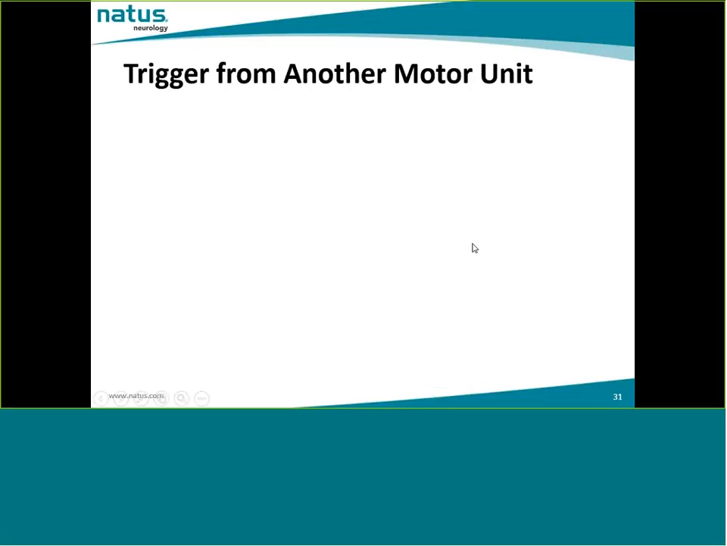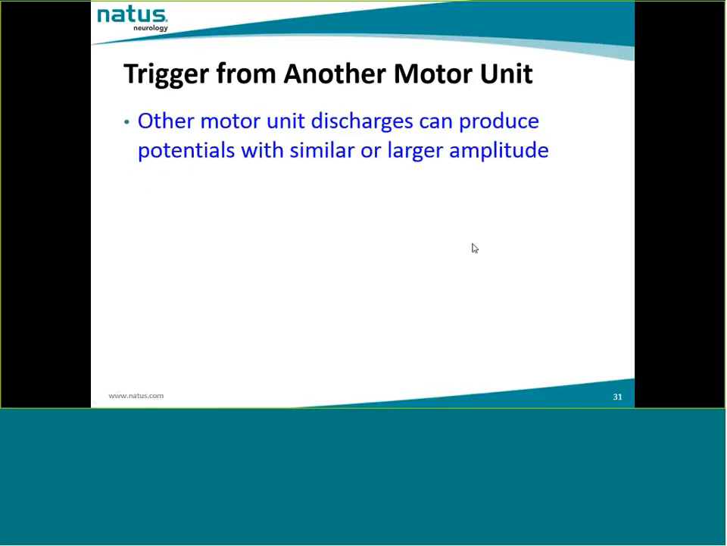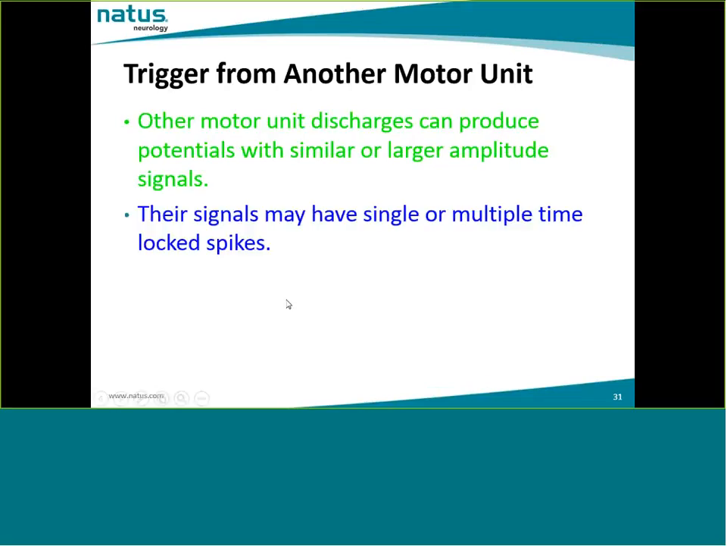Now sometimes we will get interference from other motor units. We like to trigger on a single motor unit, but if there is another motor unit which produces signals that also trigger the sweep, perhaps they have similar or higher amplitude, we will get discharges of those motor units in analysis also. And those discharges can have a single or multiple time locked spikes. So we will analyze both of these situations independently.